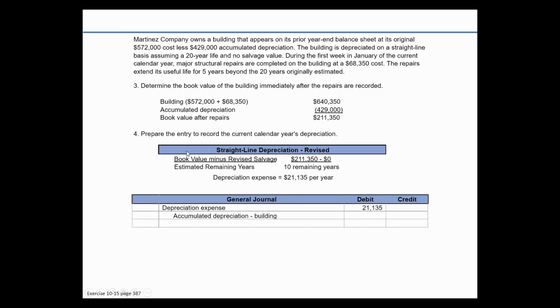So it would be book value minus the salvage value, which is 211,350, because the building cost would be the cost of the building initially plus the repair that was made, and then the accumulated depreciation. So that's the book value. Then the new depreciation amount for each year is 211,350 minus none, because there's not any salvage value, divided by the remaining life. We said the repairs extended it for 5 more years. So it was a 15-year-old building, so it had 5 years of remaining life. We added 5 more. So now the building has 10 years of remaining life. So divide that by 10, and depreciation expense would be 21,135 a year. So depreciation expense 21,135, and then the accumulated depreciation on the building credit.